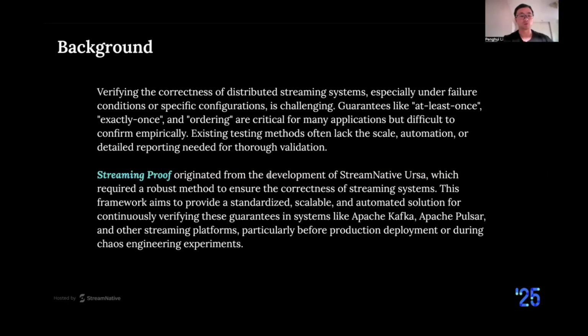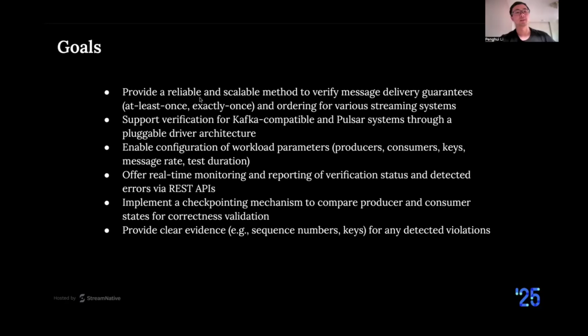This framework tries to provide a more standardized and scalable solution for continuously verifying those guarantees in streaming systems. It can also be used for chaos testing, or by any user who wants to verify a system before a production deployment. The goal of this project is to provide a reliable and scalable method to verify message delivery semantics, at-least-once, exactly-once, and message ordering, for Apache Pulsar, Kafka, or other messaging systems. It supports verifying Kafka-compatible or Pulsar services through a pluggable driver architecture, so it's easy to add new drivers to test new systems.